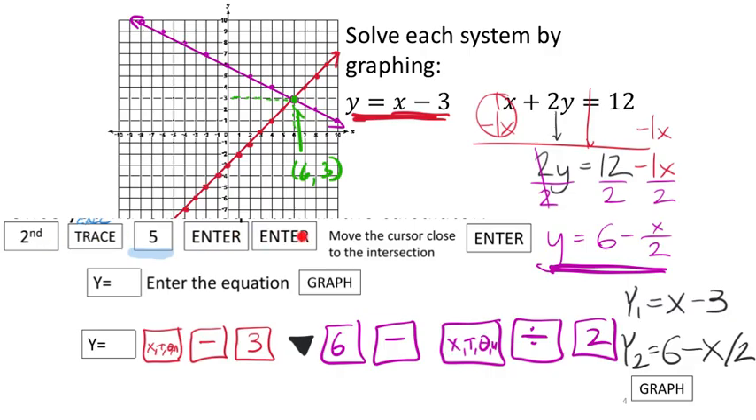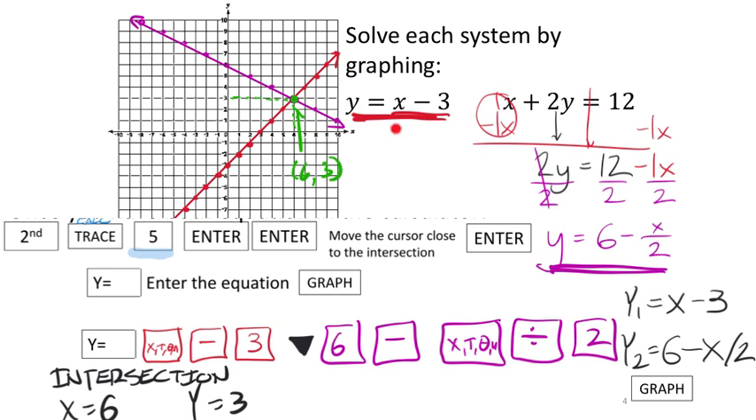Now, as I've pushed this sequence on my calculator, I got really close to my point of intersection. I did enter, enter, and I pushed enter again. And at the bottom of the screen, it is now saying intersection x equals 6, y equals 3. And as it turns out, remember up here, that's the same exact ordered pair that we got when we graphed the two lines.